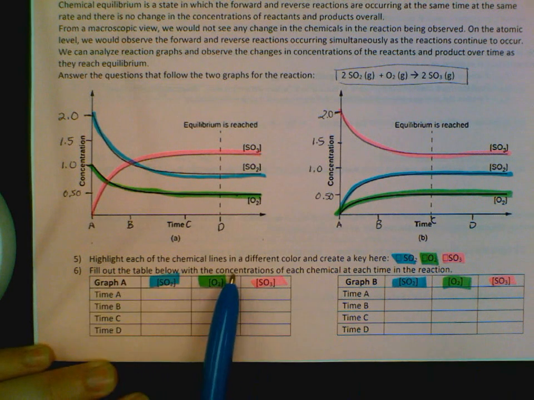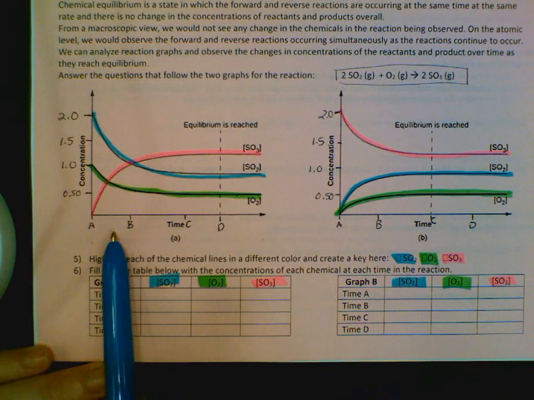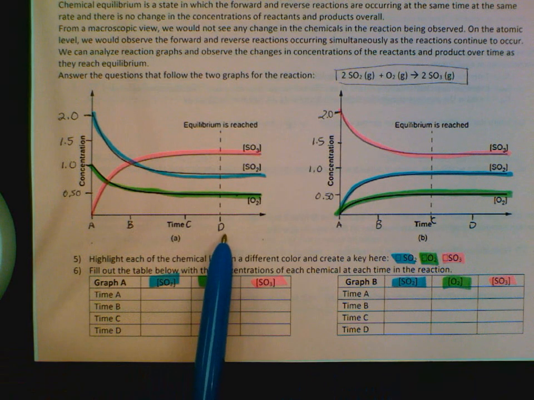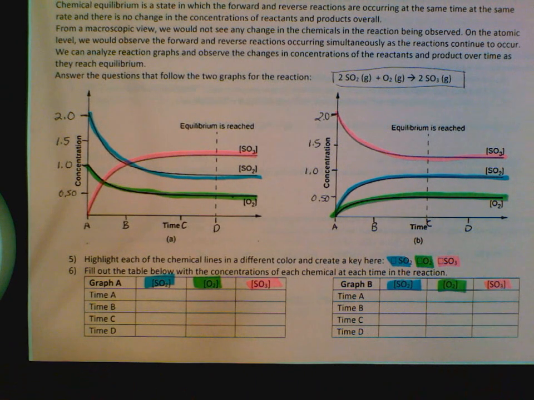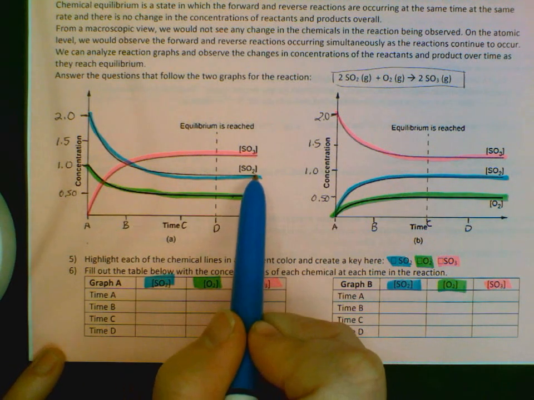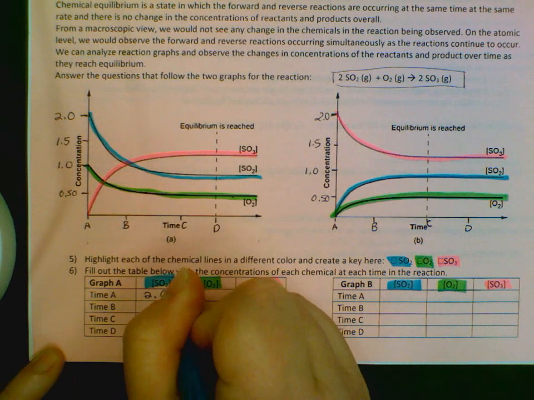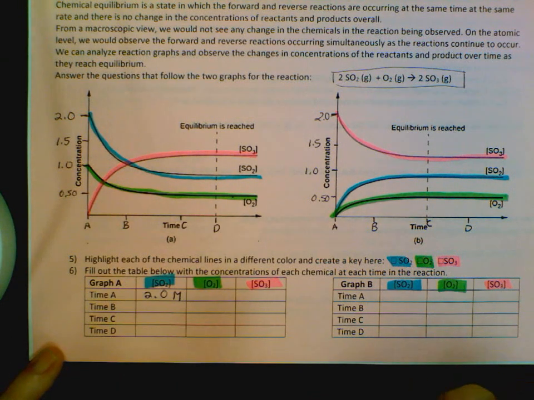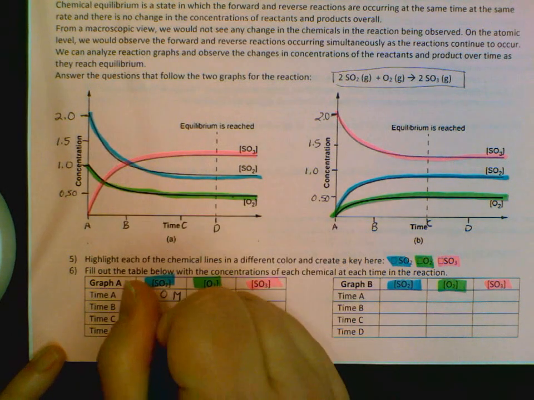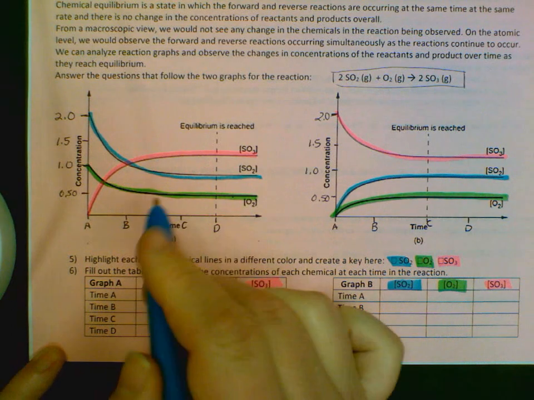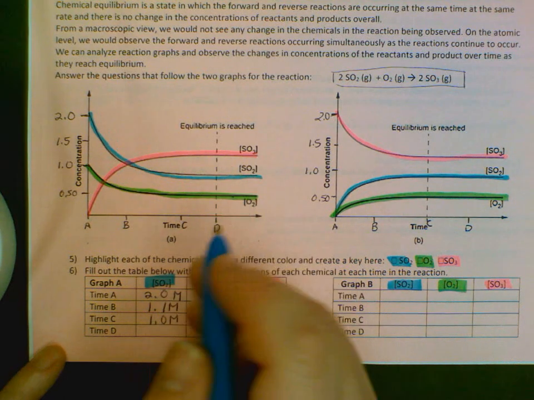So it says fill out the table below with the concentrations of each chemical at each time in the reaction. So our times are shown here as A, B, C, and D. They're not specific times in seconds, but they're just reference points for us to see what's happening. So we're going to start with the SO2 of our first graph. At time A, at the beginning, we have 2.0 concentration, so we could say molar for everything. At time B, we've got a little more than 1, I'd say like 1.1. At time C, we're at that 1.0, and at time D, we're also there.